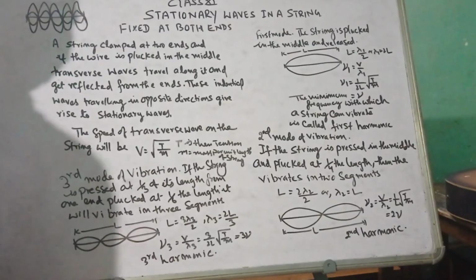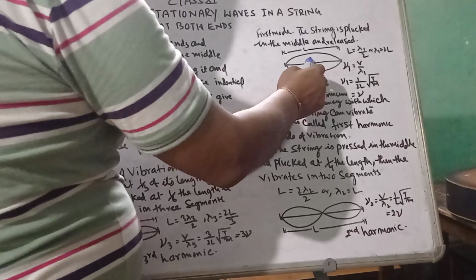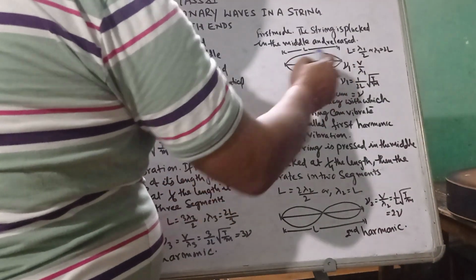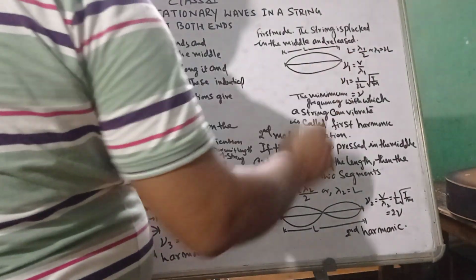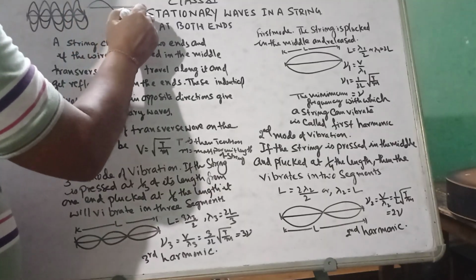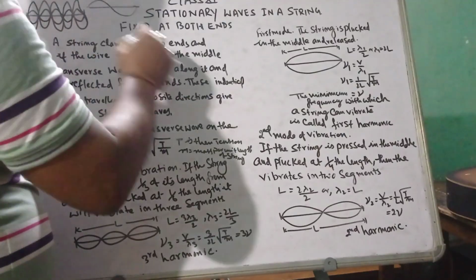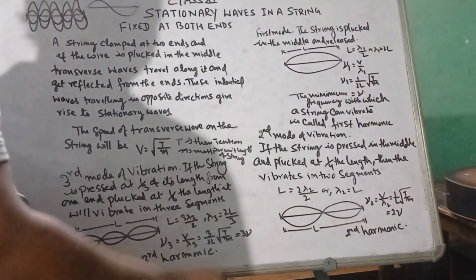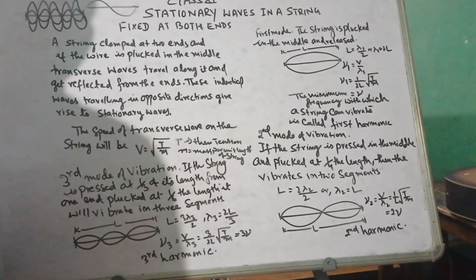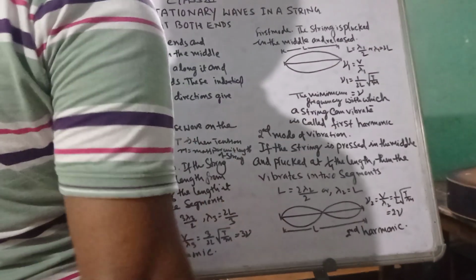Now, first of all, I will go to the first mode. In the first mode, the string is plucked in the middle and released. So here you see the length, this is the length of the string, this is lambda by 2, because this is the wavelength, and only this portion is half. So your lambda 1 will be equal to 2L, twice L.